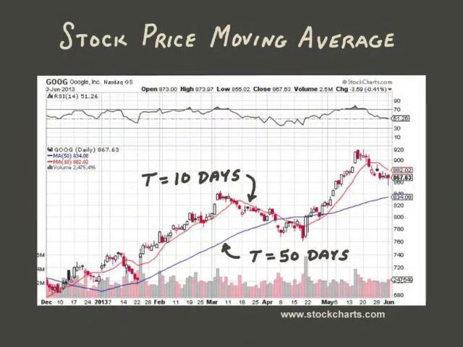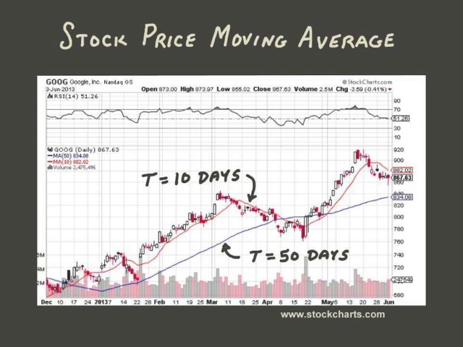Moving averages are very common in stock market analysis. So here you see the moving average signal for the stock price of Google. The top line that's more jagged is when the average is taken over 10 days. The bottom line, which is smoother, is when the average is taken over 50 days. The trend lines of such moving average curves are viewed as more representative of what the stock is actually doing than the individual day-to-day fluctuations.